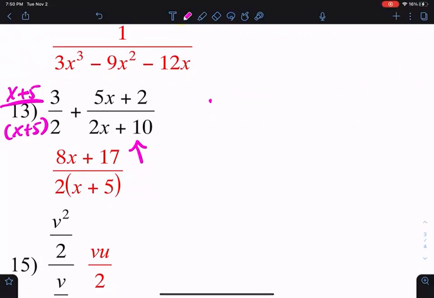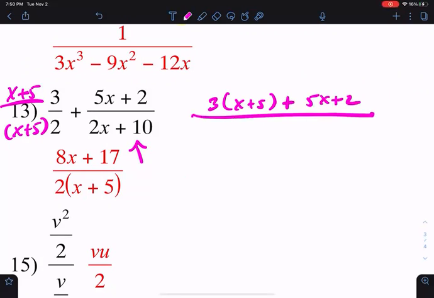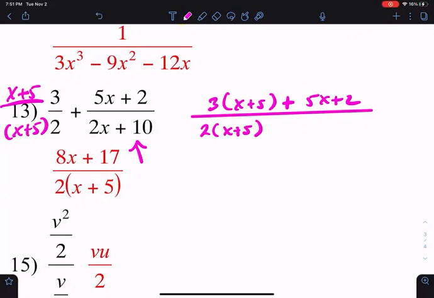So this is going to be 3x plus 5 plus 5x plus 2. This is 2x plus 5, which is the same as that, right? So then this is 3x plus 15 plus 5x plus 2.